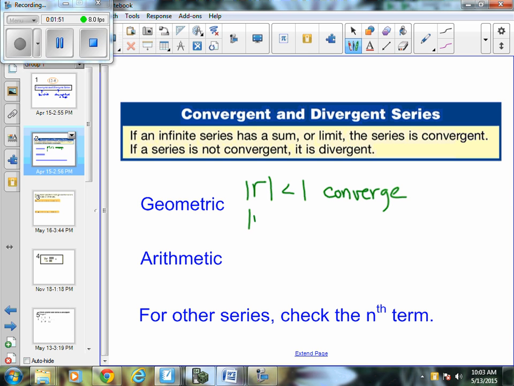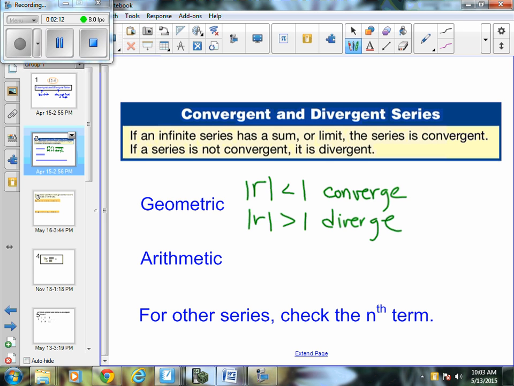If the ratio is bigger than 1, so times 2, times 3, think about what those exponential kinds of equations would do. They would continue to grow and grow and grow. The values get bigger and bigger. Those would definitely diverge because they would continue to get bigger. They wouldn't have a sum. They wouldn't have a limit. So powers, anything like that, will grow exponentially.